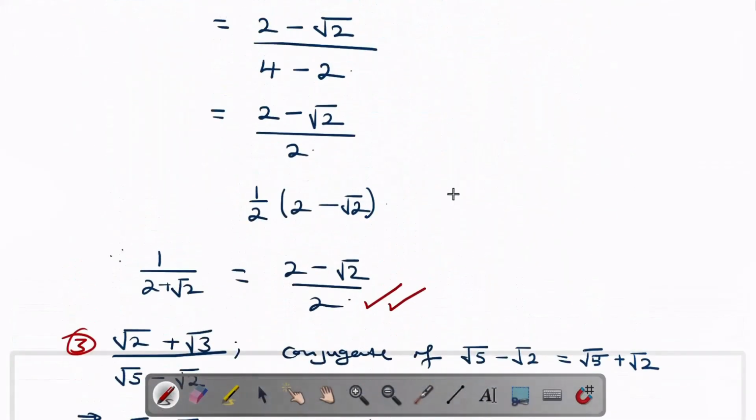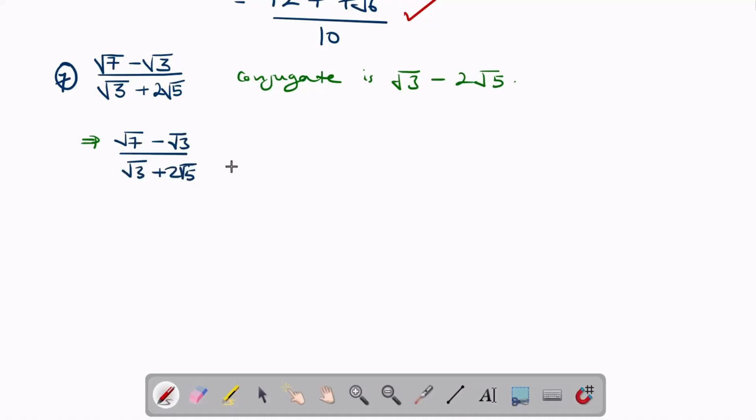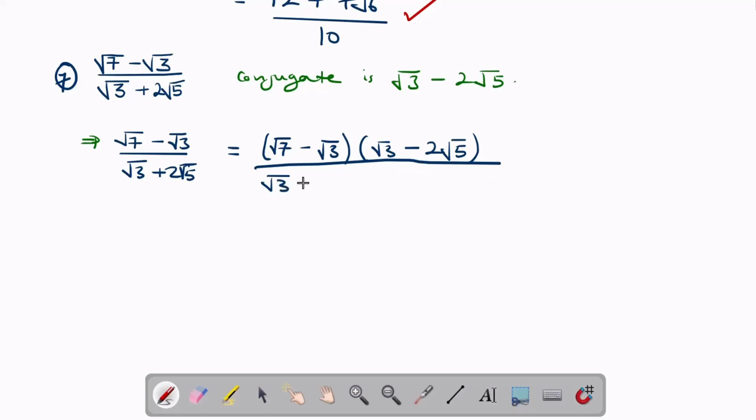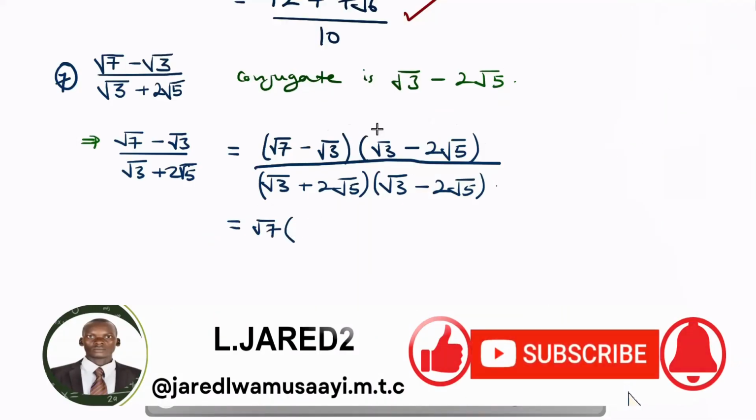Then lastly, number 7. So we have this, and our conjugate is root 3 minus 2 root 5, implying that our expression is going to be root 7 minus root 3 divided by root 3 plus 2 root 5, being equal to our root 7 minus root 3 multiplied by our conjugate, which is root 3 minus 2 root 5, divided by our denominator, which is root 3 plus 2 root 5 multiplied by its conjugate, which is root 3 minus 2 root 5.